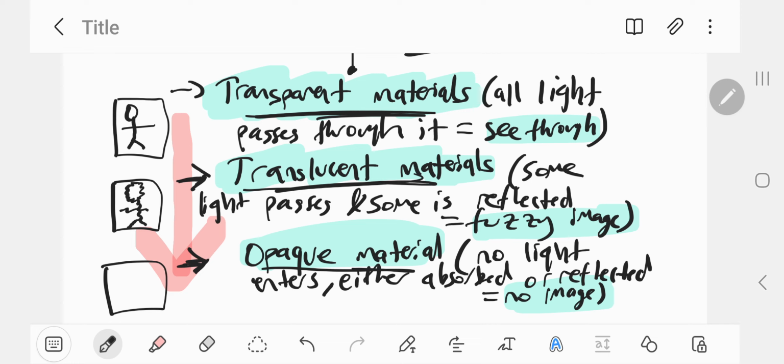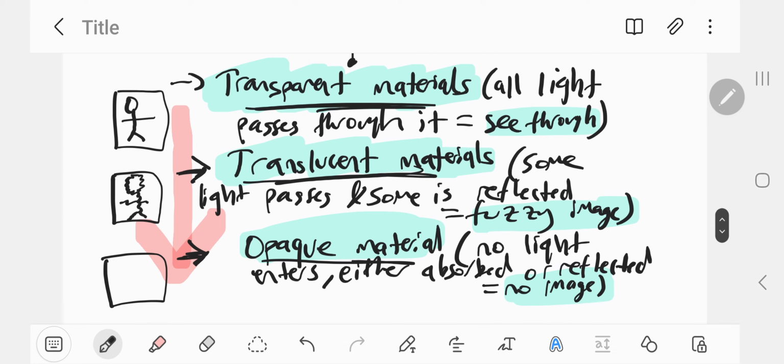So just to recap, light is an electromagnetic wave. It's made of oscillating electric and magnetic fields. It can be transmitted, reflected, or absorbed. And there are three types of materials: transparent, translucent, and opaque. Transparent materials allow light to flow through completely.